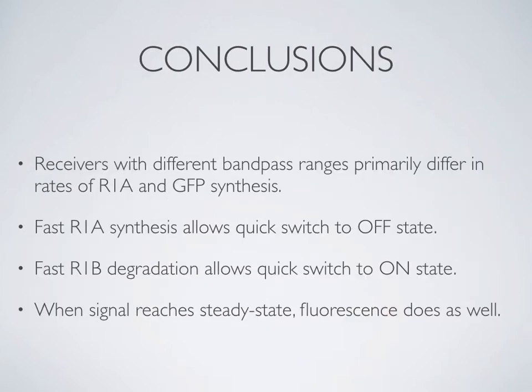So from this model, I have a few conclusions I can come out with. Receivers with different bandpass ranges primarily differ in rates of R1a and GFP synthesis. Fast R1a synthesis allows a quick switch to the off state as signal goes too high out of the range. Similarly, fast R1b degradation allows a quick switch to the on state as signal goes from low into the intermediate range. And when the signal reaches a steady state, the fluorescence does as well. This is true of both the on and the off state.